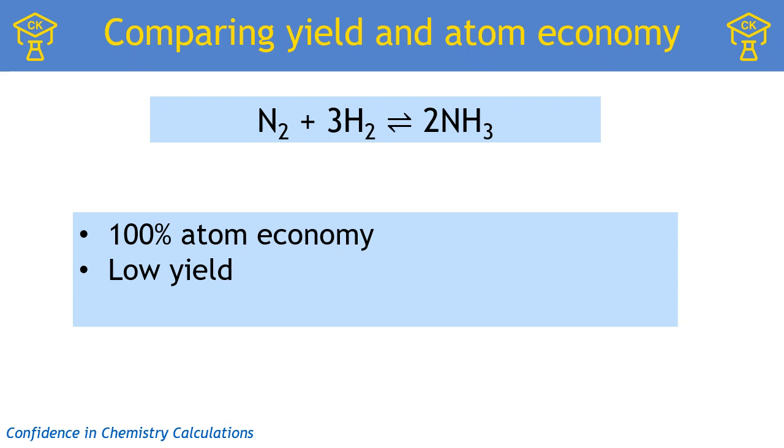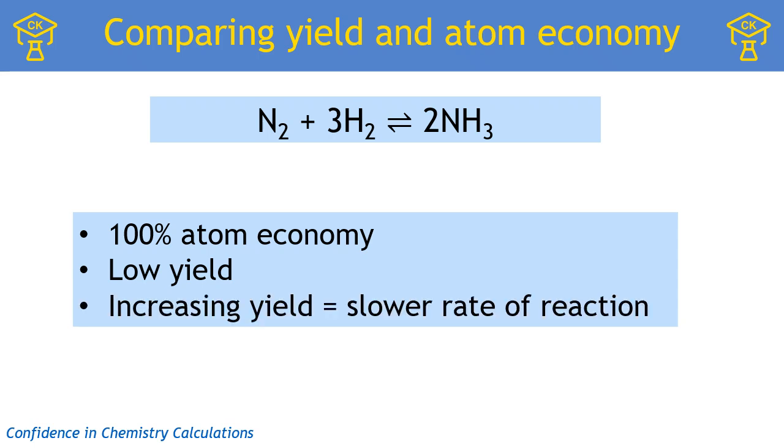We could change the conditions, such as lowering the temperature, but if we do that, you may remember from studying this before that increasing the yield then gives you a slower reaction rate, which then makes it really not feasible. So atom economy is not everything.